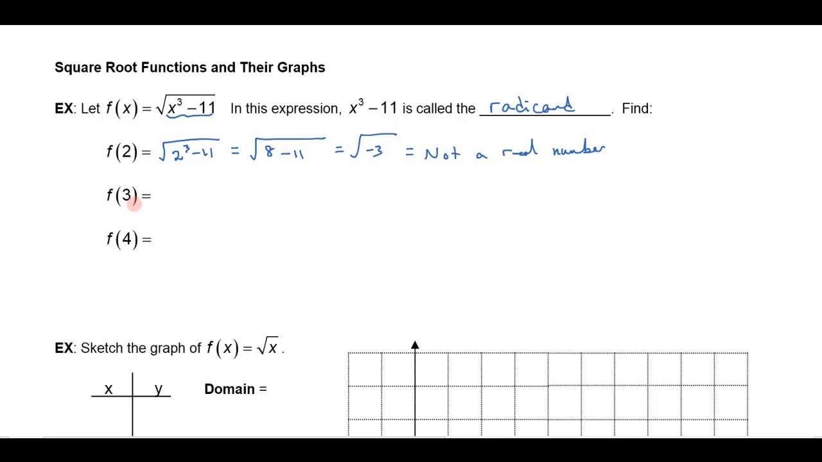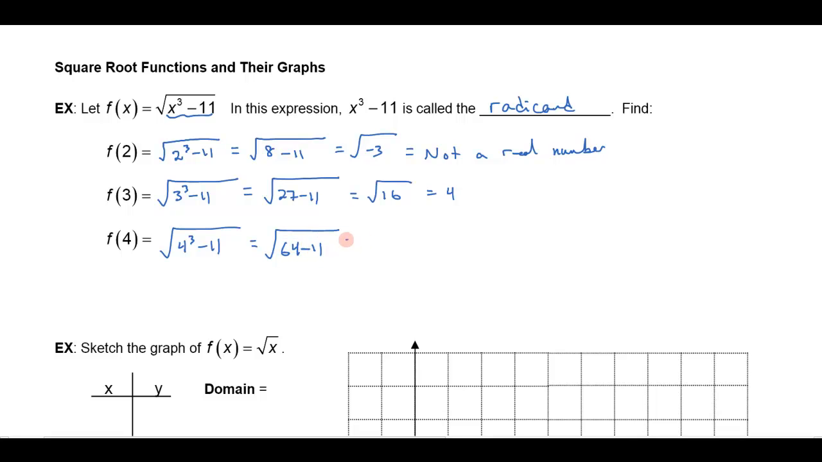Okay, if I were to do f of 3, that'd give me the square root of 3 cubed minus 11. So 3 times 3 times 3 is 27. 27 minus 11, that'd be 16, and the square root of 16 is 4. If I wanted f of 4, that'd be the square root of 4 cubed minus 11. Now 4 times 4 times 4 is 64. 64 minus 11 is 53.